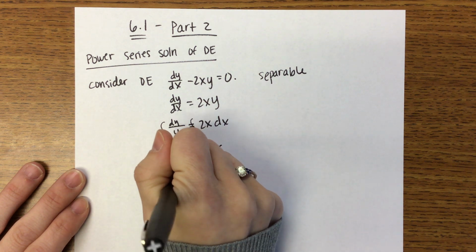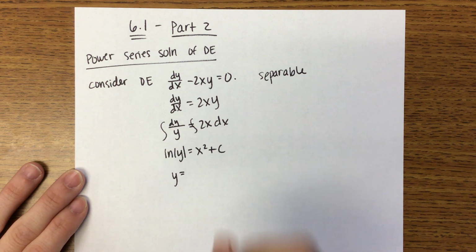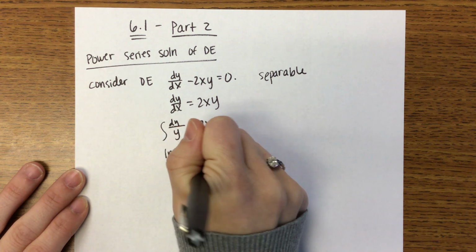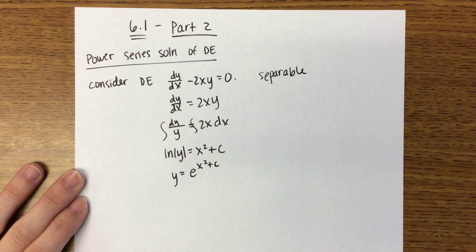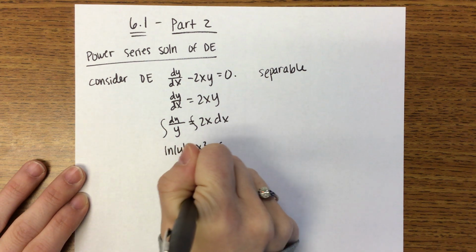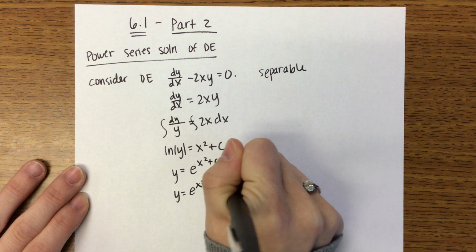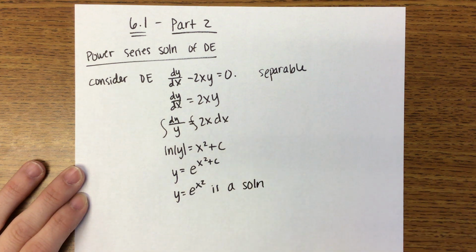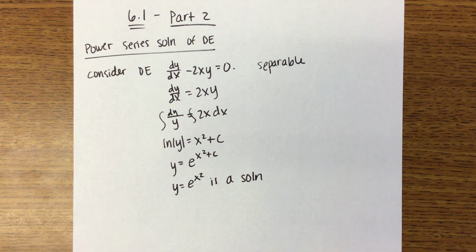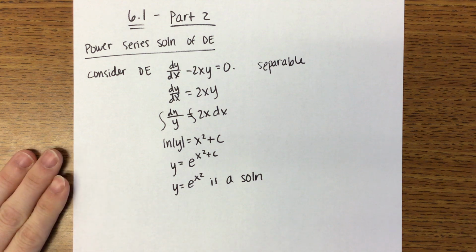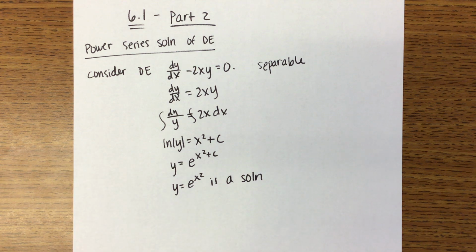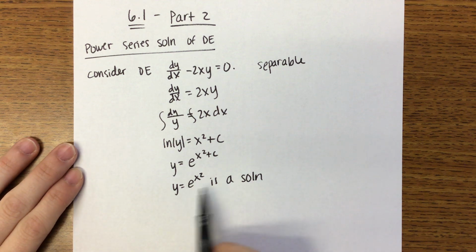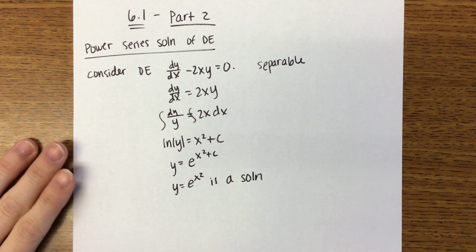So then if we look for an explicit solution, we get y is equal to e to the power x squared plus c, which tells us that y equals e to the x squared is a solution. That's one solution. That's the case when c is 0. Now yesterday we reviewed some of the most common Maclaurin or Taylor series. We looked at cosine, sine, e to the x. I told you those are the three ones you really need to know. So this solution can also be expressed as a power series.